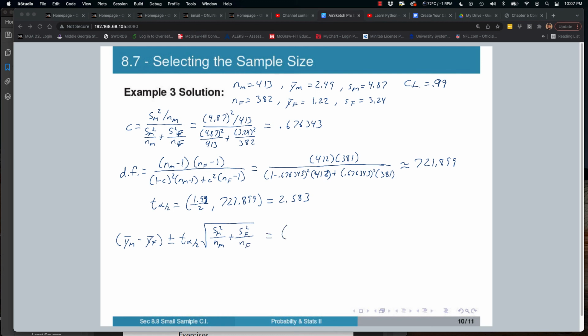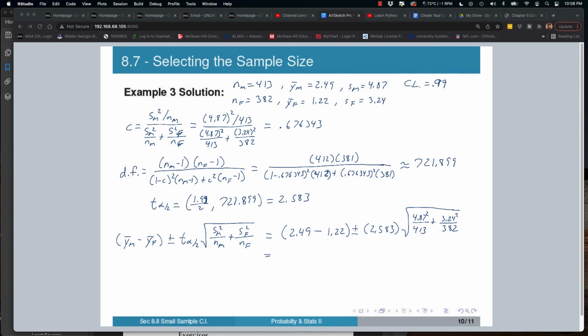So that gives us 2.49 is the mean of the males, minus 1.22 drinks on average for the women, plus or minus the 2.583 times the square root of the sample standard deviation for the men, which was 4.87. I'm going to square that and divide it by its sample size of 413. Plus the women's standard deviation was 3.24. We've got to square that and divide that by 382, the full sample size.